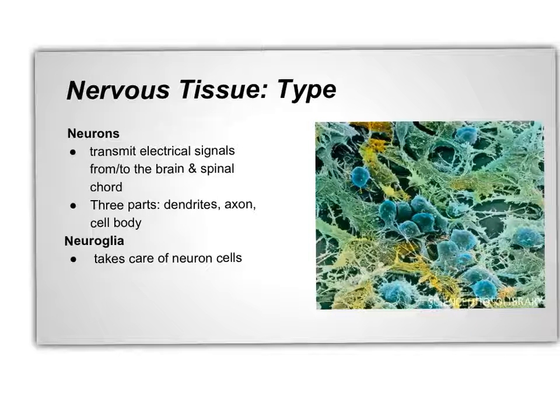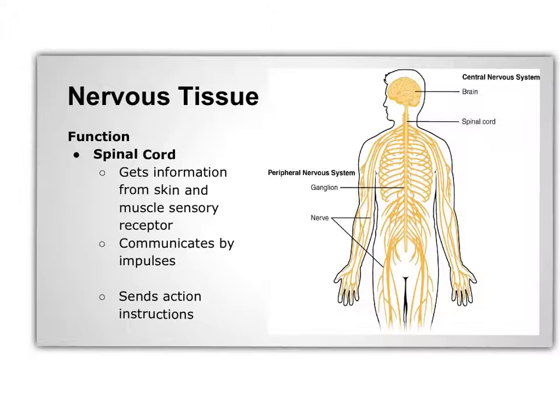Type. The nervous system consists of 2 kinds of main cells, neurons and neuroglia. Neurons create nerve impulses that transport information around the body. They transmit electrical signals from and to the brain and spinal cord. Neuroglia have multiple uses but don't transmit information. Instead, they take care of the neuron cells. The spinal cord receives information from the skin and muscle sensory receptors. Then it sends out movement instructions.